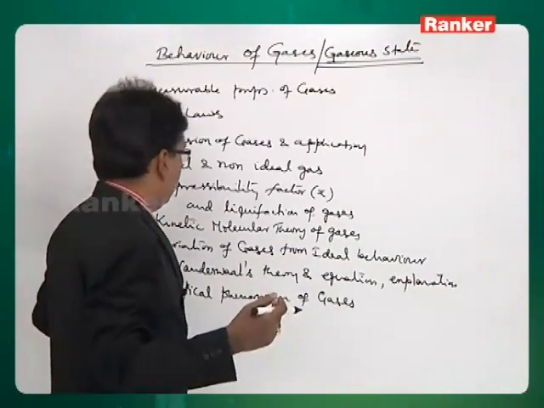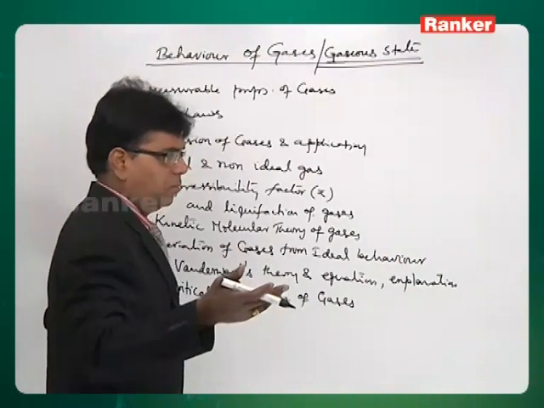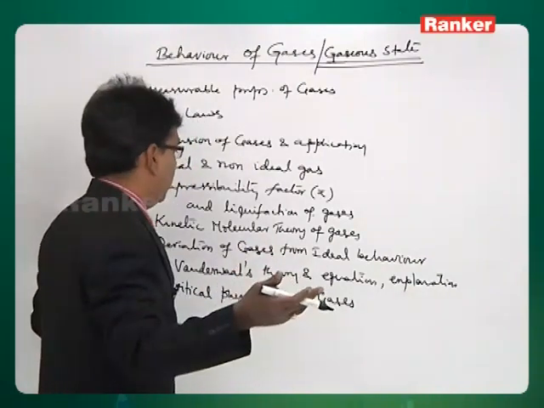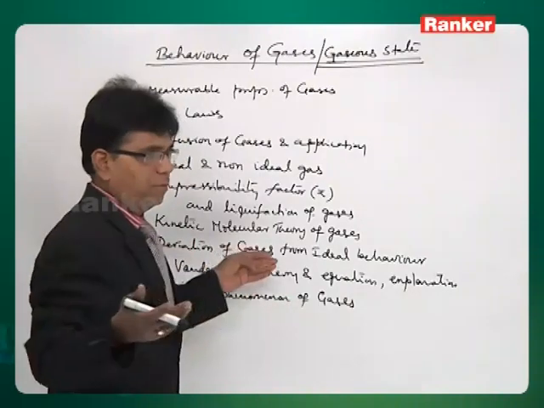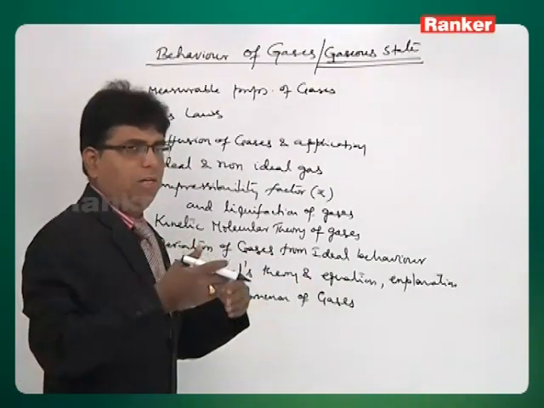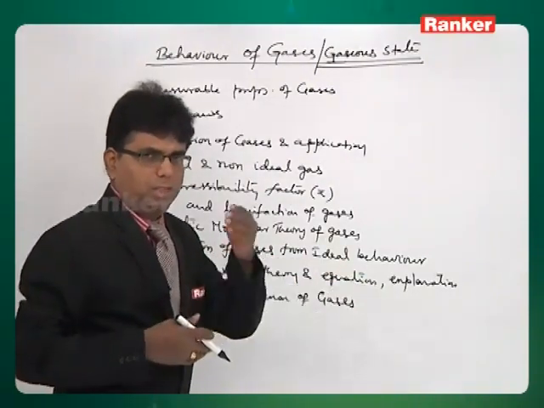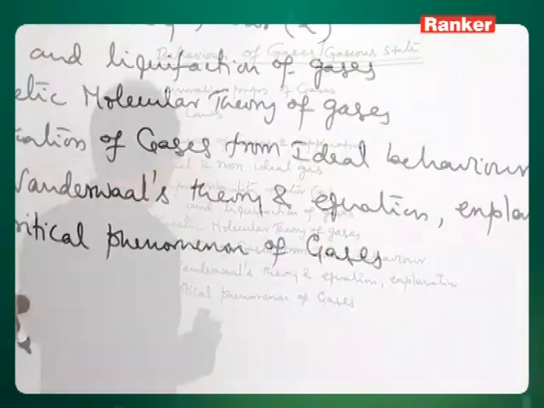Then deviation of gases from ideal behavior. All gases will not behave ideally. So, certain gases will deviate from ideal behavior. There again we have a positive deviation from ideal behavior and negative deviation from ideal behavior, which we should discuss.